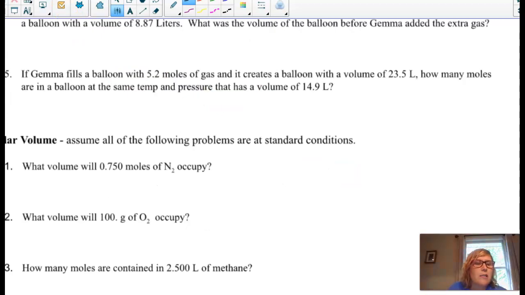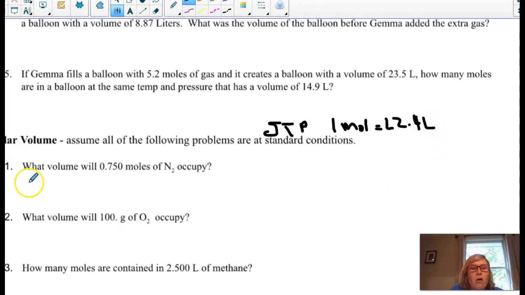So now let's look at the second half of this page. It says molar volume. Assume all of the following problems are at standard condition. So this is where we have to make things at STP. And what happens at STP? Standard temperature and pressure. So what can you say at STP? Well, you can also say that 1 mole is equal to 22.4 liters.